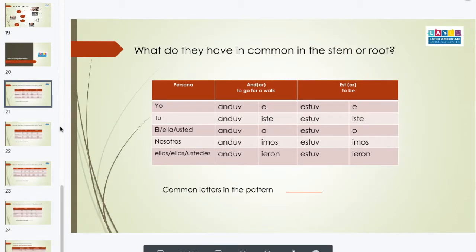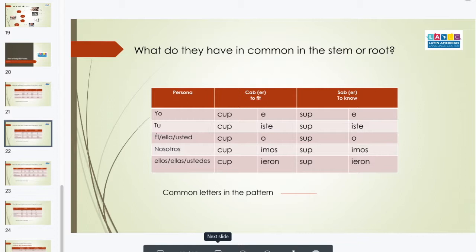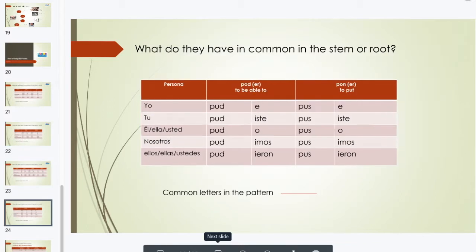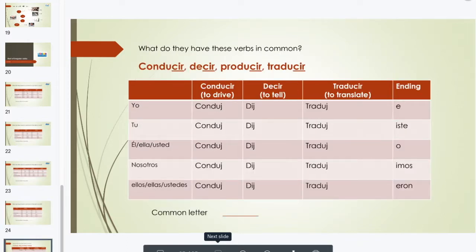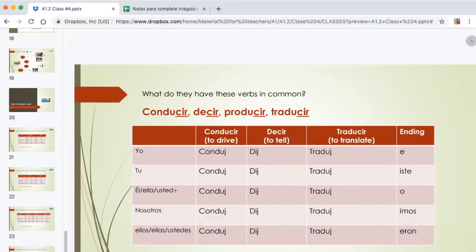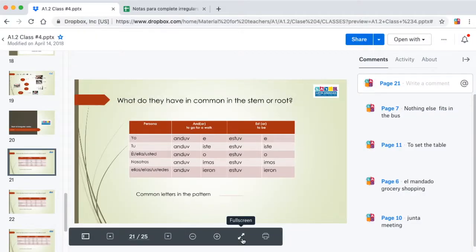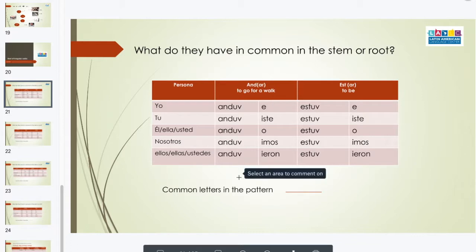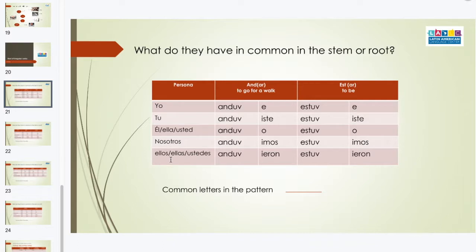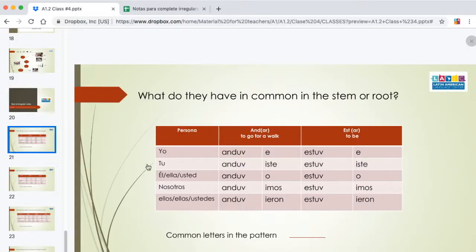For example, you see here anduve. First of all, check the ending. What you notice in the ending is that they are all the same: iste, o, imos, ieron. Now, what do they have in common between them? You see that it's divided in each group. So now they have in common the UV, between those, which is andar.